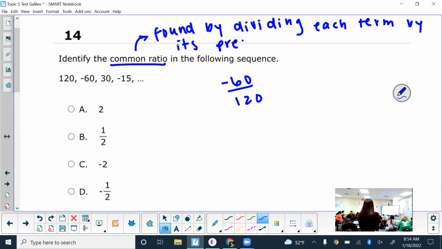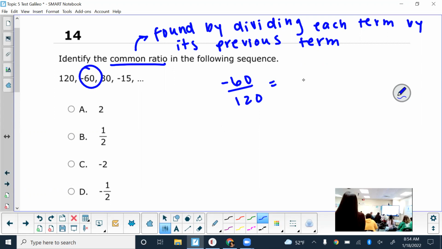That's what I would write to help me, because I know some kids are going to divide it by the term that comes after it, which would be wrong. It needs to be the one that comes before it, previous to it. So take a term like -60, divide it by the term in front of it, and that'll give you your common ratio. So what does this fraction simplify to?